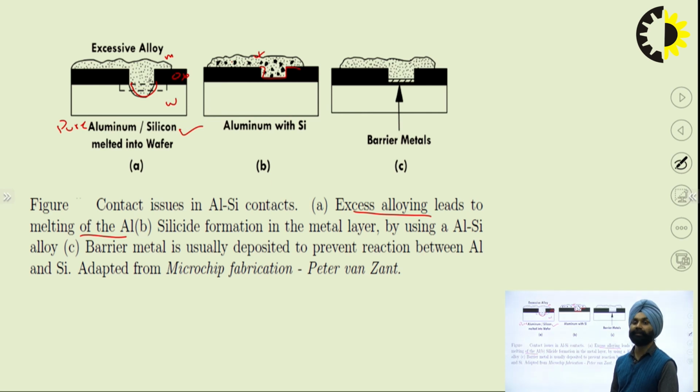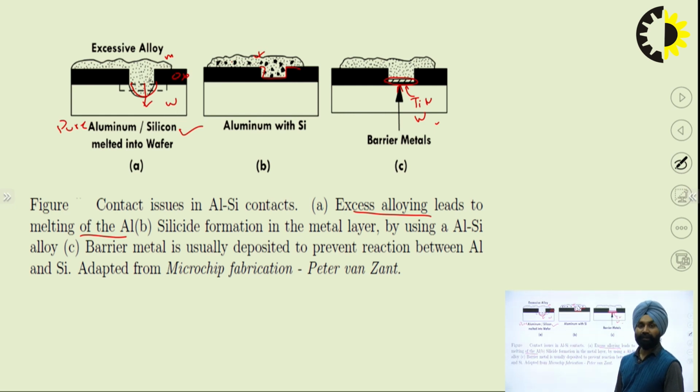The second solution is to create a barrier metal. If we give a barrier metal over here, the hashed portion, it will prevent the reaction from overgrowing the aluminium into the wafer. This metal is TiN or some W metals, tungsten metals. So this will solve our problems with the aluminium.